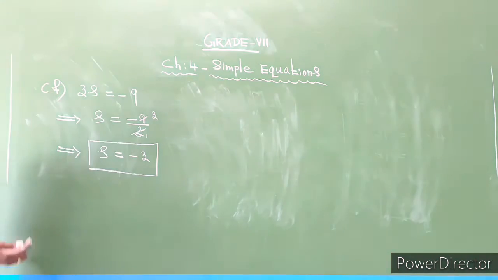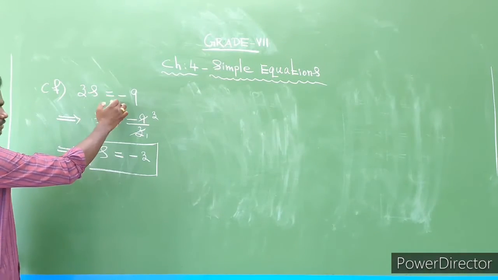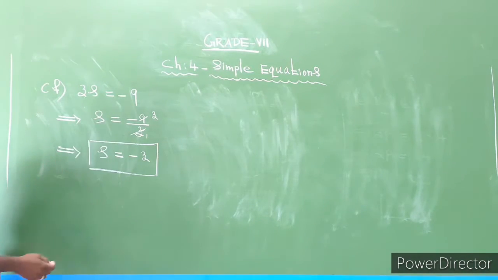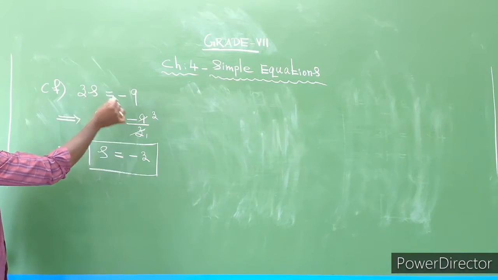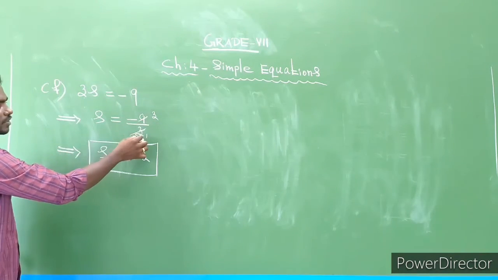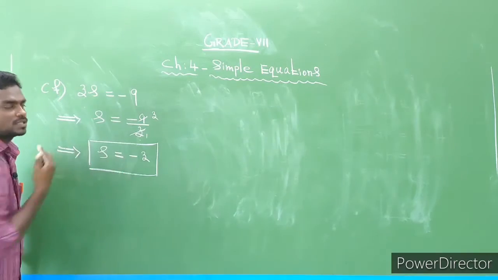How to solve this? 3s is equal to minus 9 is given. We keep the value s on the left side. So this 3 transposes to what? Division to the right side. So minus 9 divided by 3 is what? Minus 3.